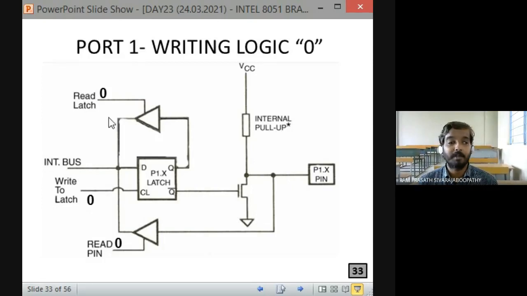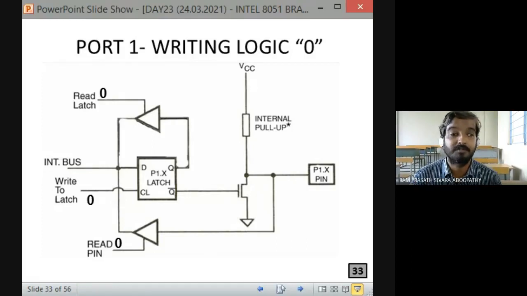The read latch is useful during read, modify, write. Only during that time is read latch going to be useful. Kindly note down whatever I am saying. Initially, all three are disabled. What operation are we going to perform now?